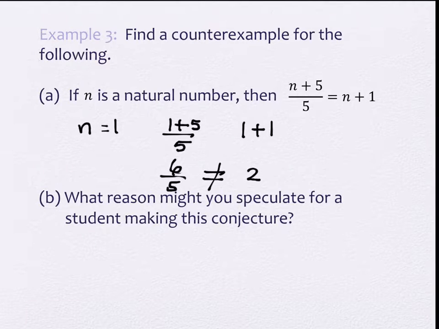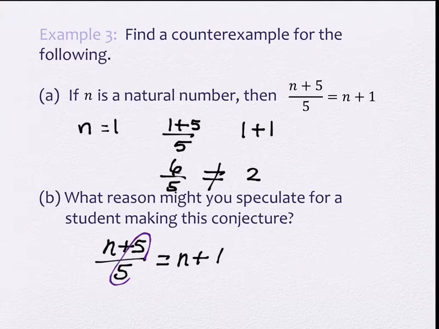Part B here asks, what reason might you speculate that a student might make this conjecture? Why might some student think that (n plus 5) over 5 is equal to n plus 1? What might they be doing wrong? It could look like they're canceling out both the 5s, just marking them out, and then it's just n. So they're taking the 5 over 5 to give them the number 1, which would leave n plus 1. I agree. I think that's probably what the student, if they made this error, had done.